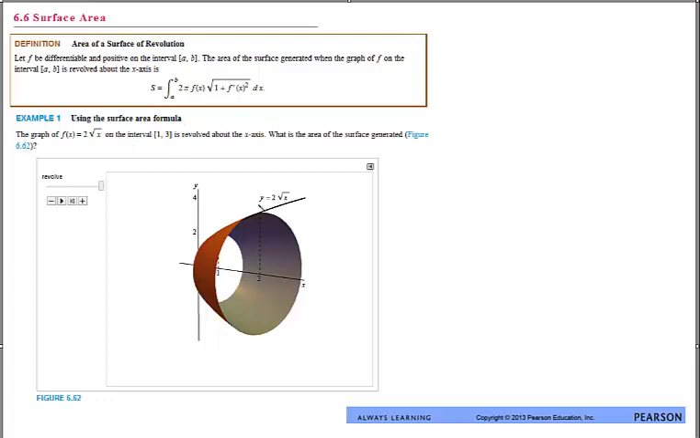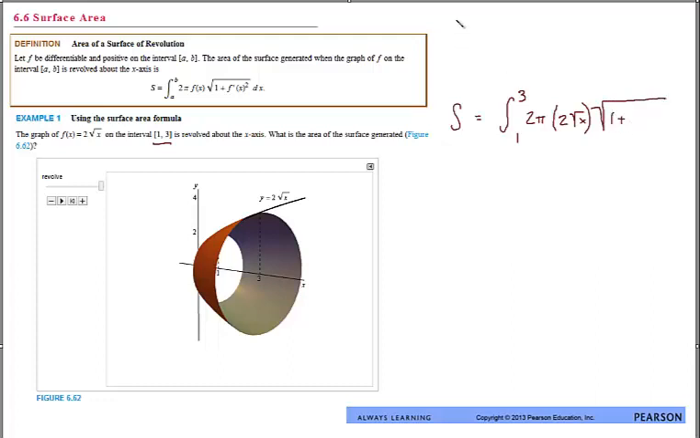They've asked us to find the surface area of this cone as it's revolved about the x-axis. So let's just plop down our surface area formula. Surface area equals the integral, and I'm integrating with respect to x, so the limits of integration are already sitting there for us, from 1 to 3, of 2 pi times my f of x, which is 2 times the square root of x, multiplied by 1 plus that derivative.